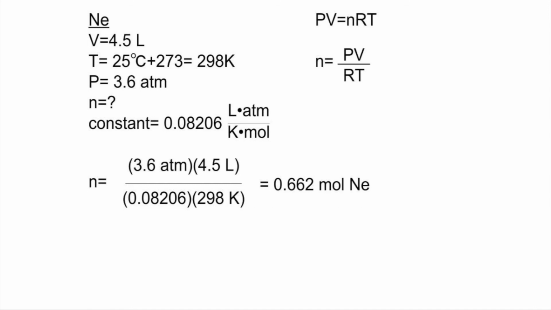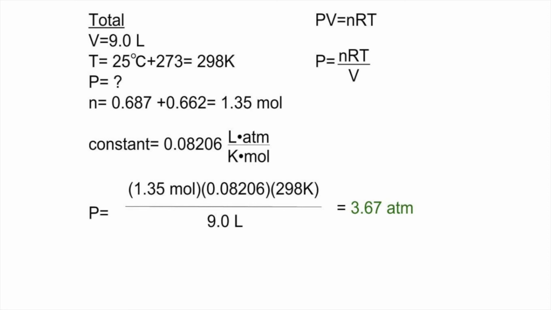So now we'll do the same with neon. This time, we have a volume of 4.5 liters and a pressure of 3.6 atm. The temperature remains constant. The equation remains the same, so we should get the value of 0.662 moles of neon. So now we can calculate pressure using our total values. The volume of the flask is 9 liters. We'll add moles of helium to moles of neon to get 1.35 total moles of gas.